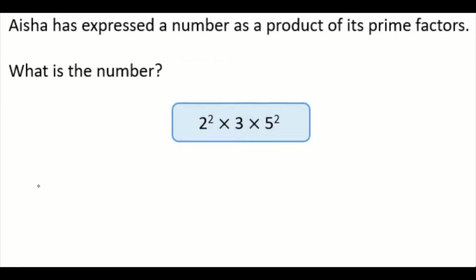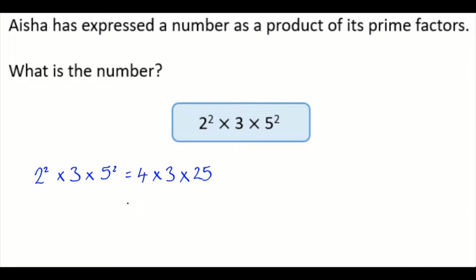Pause the video and have a go at this question. We've got 2 squared multiplied by 3 multiplied by 5 squared. 2 squared means 2 times 2, which is 4, and that's multiplied by 3 and multiplied by 5 squared, which means 5 times 5, which is 25.